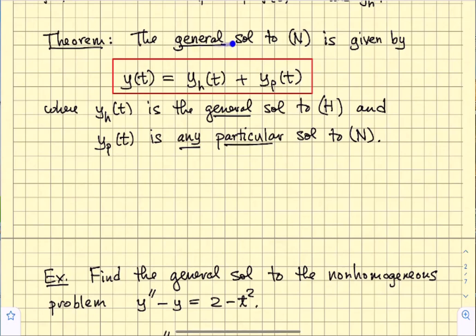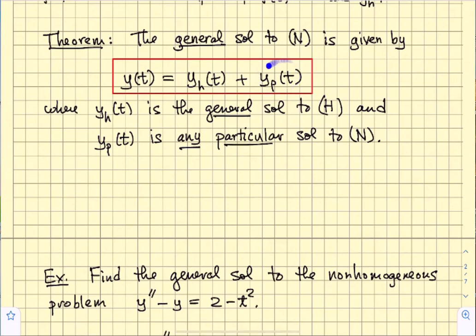Theorem: the general solution to the non-homogeneous differential equation is given by y of t equals YH plus YP, where YH is the general solution to the homogeneous problem and YP is any particular solution to the non-homogeneous problem. So all we have to do is find our YH. We know that that's going to be a two-parameter family.